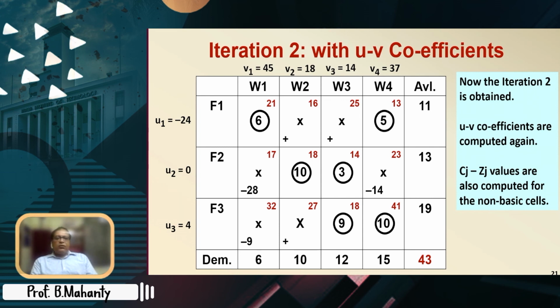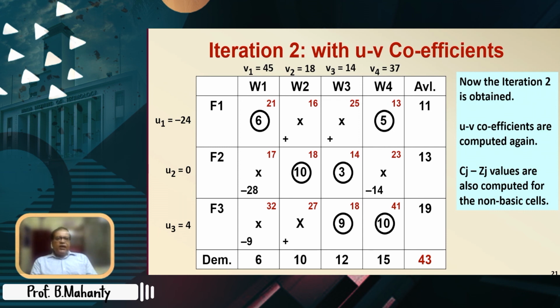Is it not? So again, we have to compute the UV coefficients. Once again, we put U2 equal to 0. And since these are 18 and 14, these 18 and 14 are written. Now using this 14, because it is 18, we get this 4. Using this 4 and 41, we get this 37. Using this 37 and this 13, we get minus 24. And using all of them, we again compute the Cj minus Zj, because 17 minus 0 minus 45 is minus 28. So like these, all the coefficients are computed.